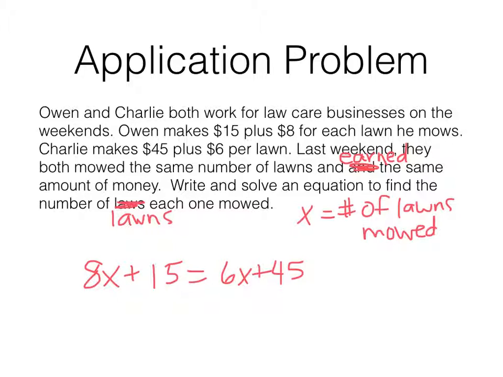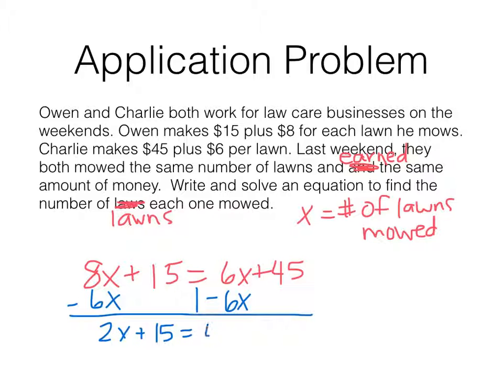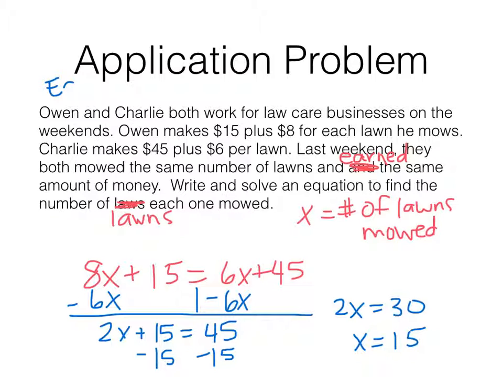So we're going to get rid of the smaller value of our variable, which is 6x. Subtract it from each side. 2x plus 15 is equal to 45. Subtract 15 from each side. 2x equals 30. Divide by 2, and x equals 15. Each man mowed 15 lawns. Sorry, so messy. Let's fix the 15 because it doesn't even look like a number. 15 lawns. And that's how we should answer a word problem, with a sentence that actually answers what the question was asking you to find.